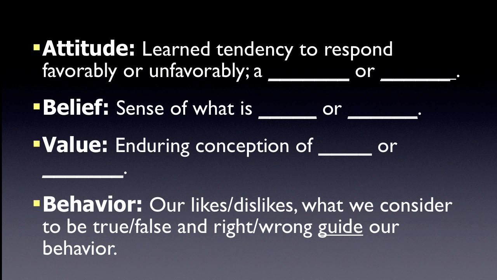An attitude is a learned tendency to respond favorably or unfavorably, a like or dislike. A belief is a sense of what is true or false. A value is an enduring conception of what is right or wrong. Our behavior is made up of our likes, dislikes, what we consider to be true and false, and right and wrong. They guide our behavior.